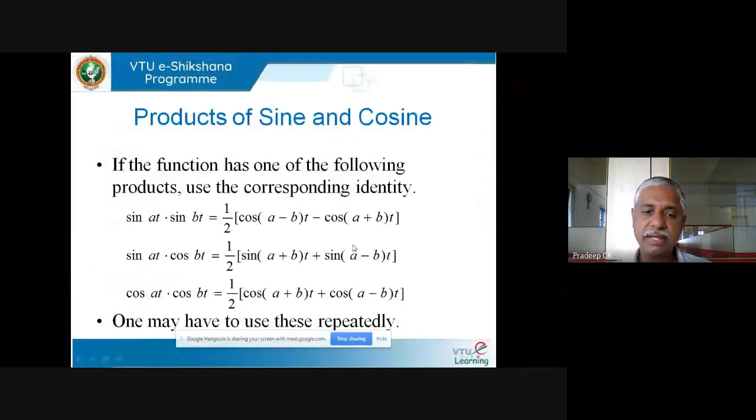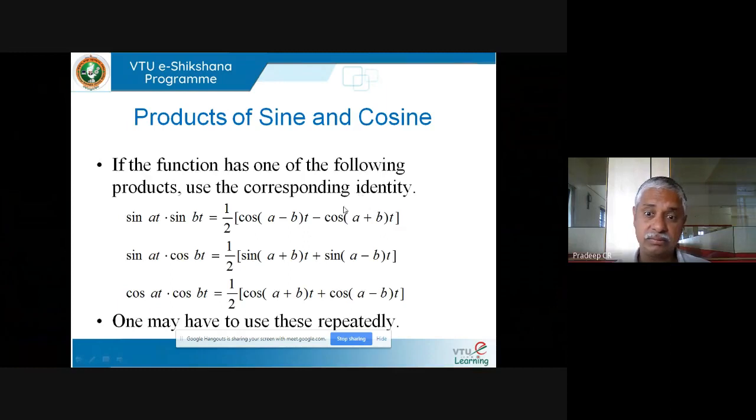You see, sin at cos bt is equal to half of sin (a plus b)t plus sin (a minus b)t. But I had written this as minus, and that is why I was stuck with one of the problems where I knew the answer must be something plus, and then I was getting minus. I'll show you. So this is the correction.